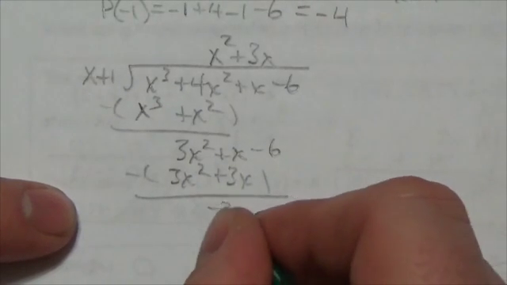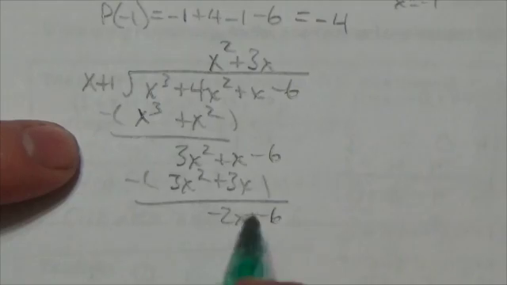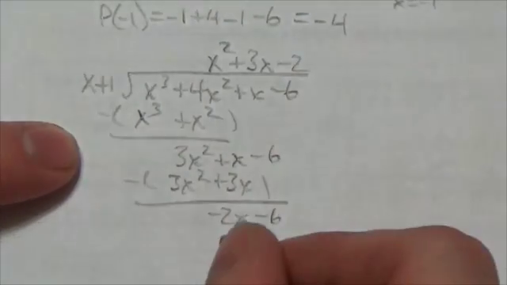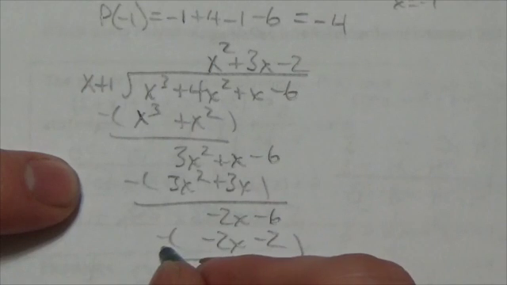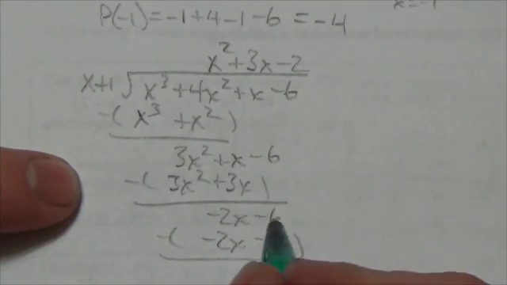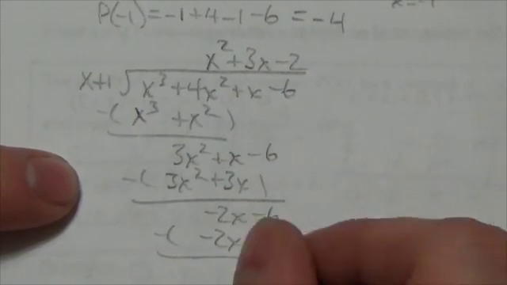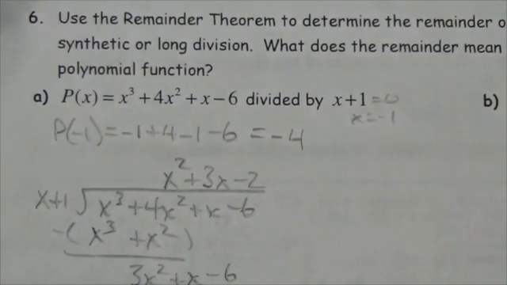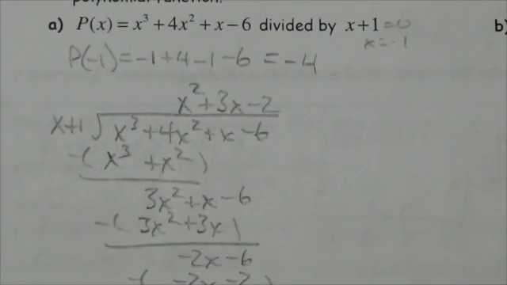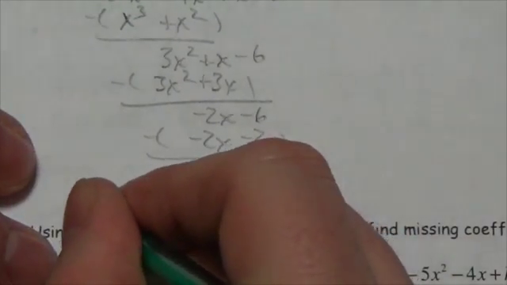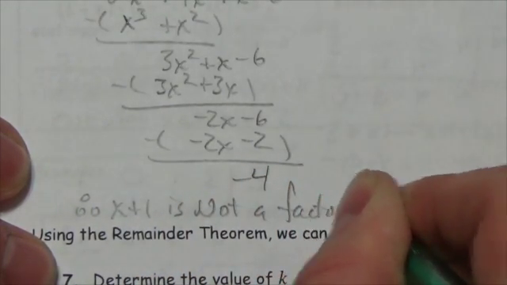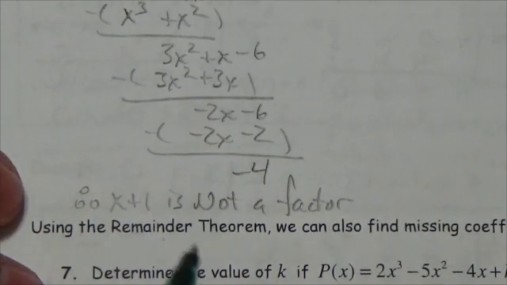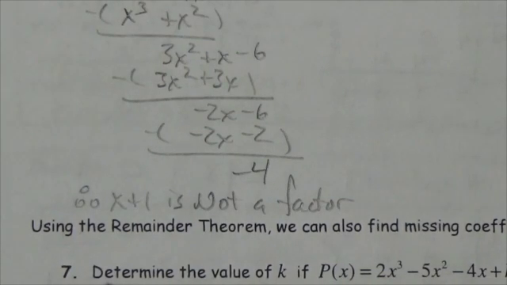x minus 3x will be negative 2x minus 6. And now, to get rid of this negative 2x term, I'm going to multiply this by negative 2. So negative 2x minus 2, negative 2x minus 2, okay, negative 6, the negative 2x goes away, I knew it would. Negative 6 minus negative 2 is going to be negative 4. So there's my remainder, which is exactly what I determined up here. So that does work. Now, because the remainder is negative 4, therefore, x plus 1 is not a factor. It can't be. If you're getting a remainder that's not 0, then that binomial is just not a factor of that particular polynomial.